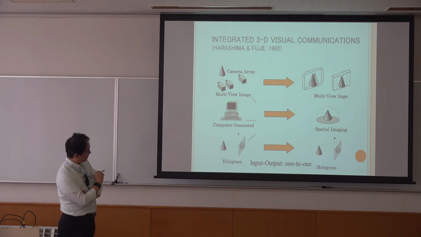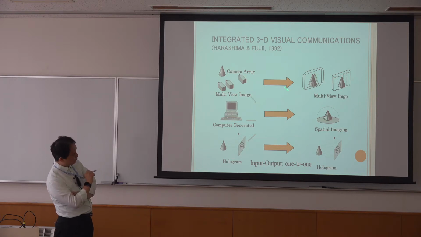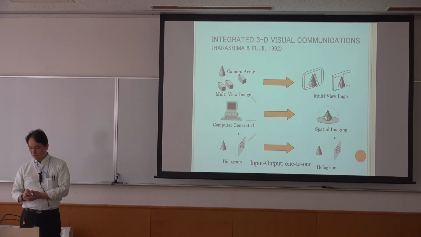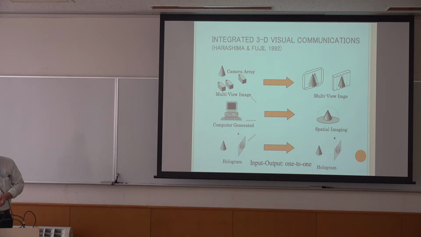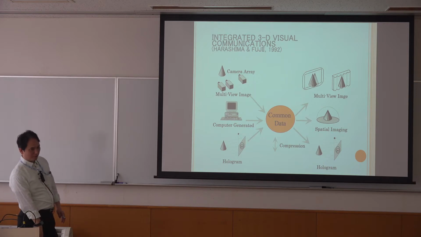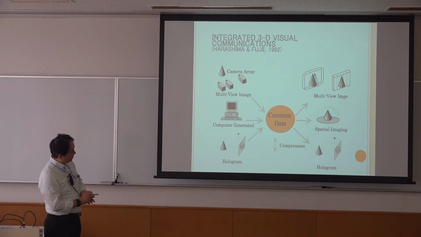If the input was computer generated, the output was spatial imaging. And if the input was hologram, the output was hologram. This was one-to-one corresponding. So my supervisor told me to think about this kind of transmission system.